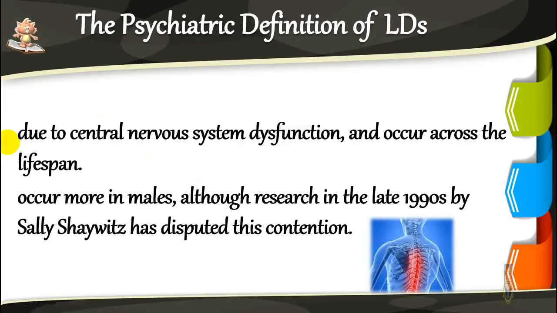Adding further to the ambiguity, learning disabilities are presumed to be due to central nervous system dysfunction and occur across the lifespan. They reportedly occur more in males, although research in the late 1990s by Sally Shaywitz has disputed this contention.